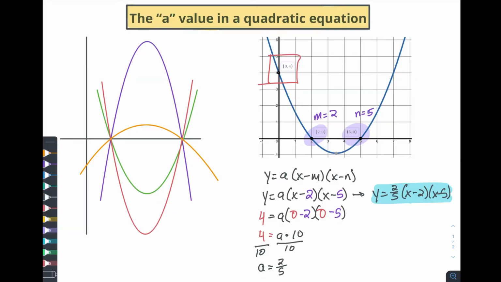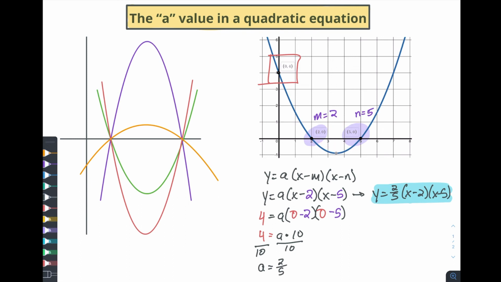The other thing that you need to make sure that you know is that when you are trying to find another point to drop in here, it cannot be one of these 2 points. If you're trying to find that A value and you put in one of the x-intercepts for the factored form, or the vertex for the vertex form, what will happen is you'll cancel everything out.